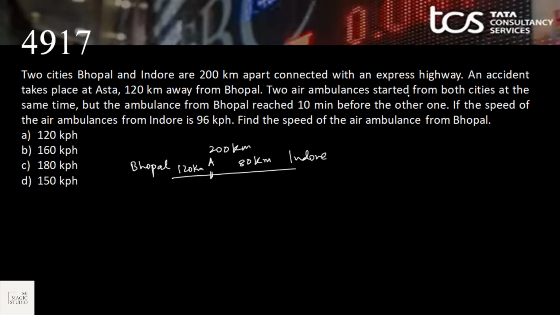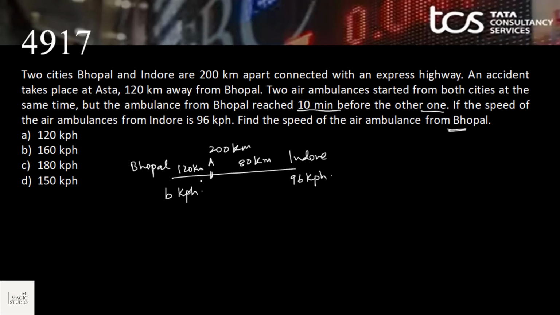Two air ambulances started from both cities at the same time, but the ambulance from Bhopal reached 10 minutes before the other one. If the speed of air ambulance from Indore is 96 kph, here the speed is B kph, find the speed of air ambulance from Bhopal.